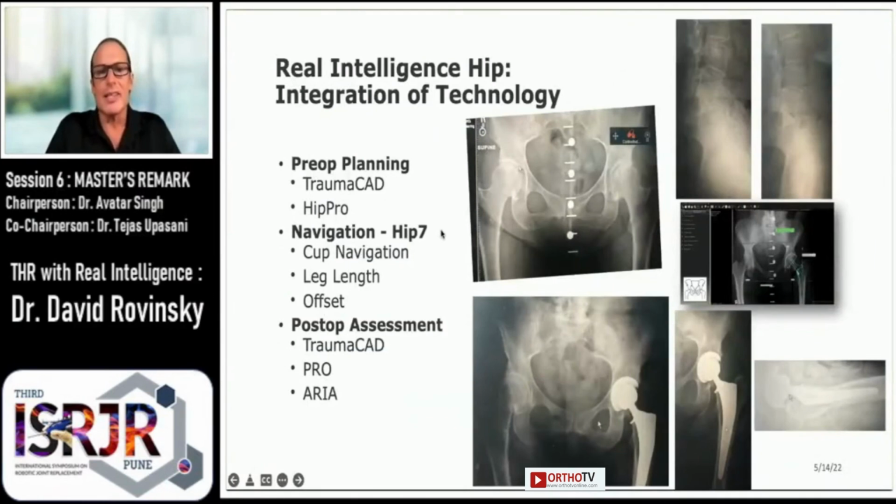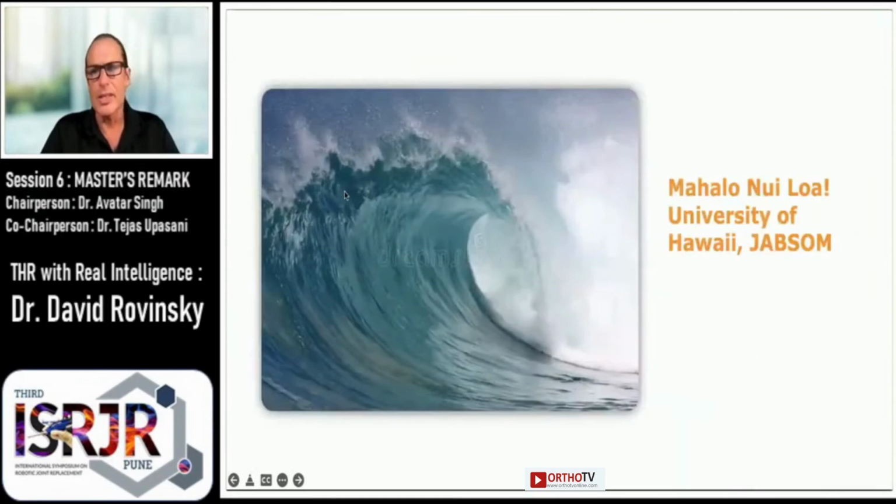So I think that this integration of technology is very helpful, pre-op planning with TraumaCAD and HipPro, allowing us to now use this dynamic information, which is unique, and then navigation gives us the key information. Where's our cup going? What is the leg length? What is the offset? It does not interfere with our operative flow. We don't need a C-arm in the operating room. It increases our operating room efficiency. And then we use these same tools to assess our outcomes of the patient and measure our location of our components. So thank you very much.